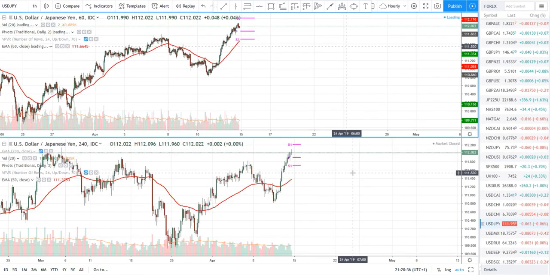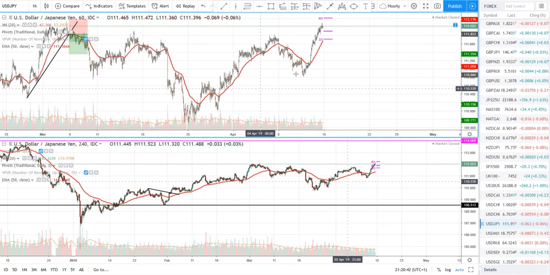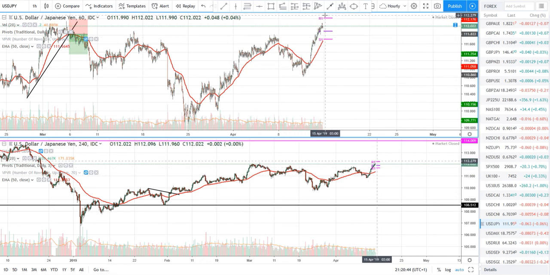Just to prove the point here, there's your 4-hour chart. It's just moved up, and the 1-hour chart has rapidly moved up as well. So there are no bearish patterns, so just sit on your hands and wait for it to happen.